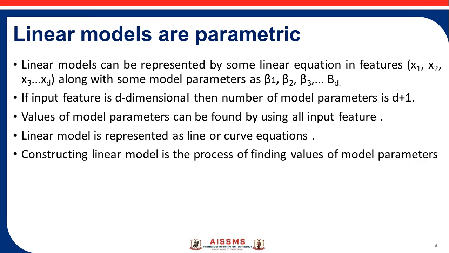Why are these linear models called parametric? We will see. Linear models can be represented by linear equations in features. So x1 to xd are the features, along with model parameters such as beta 1 up to beta d. If the input feature is d-dimensional, then the number of model parameters is d plus 1. The values of model parameters can be found by using all the input features, and a linear model is represented by a line or curve equation. So constructing a linear model is the process of finding values of model parameters.